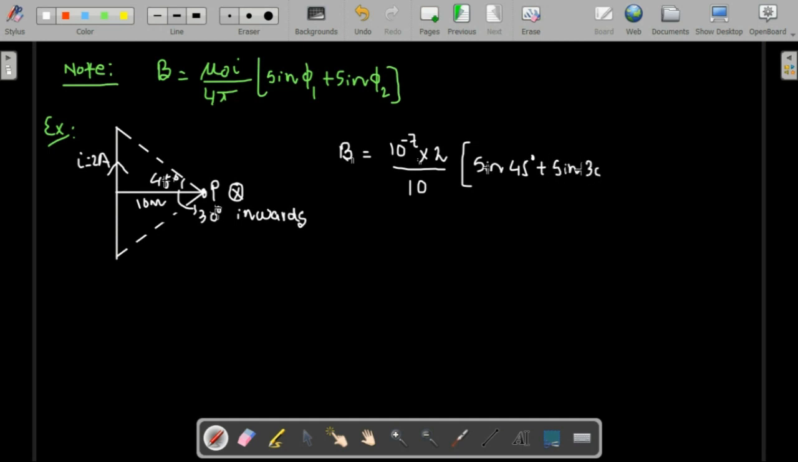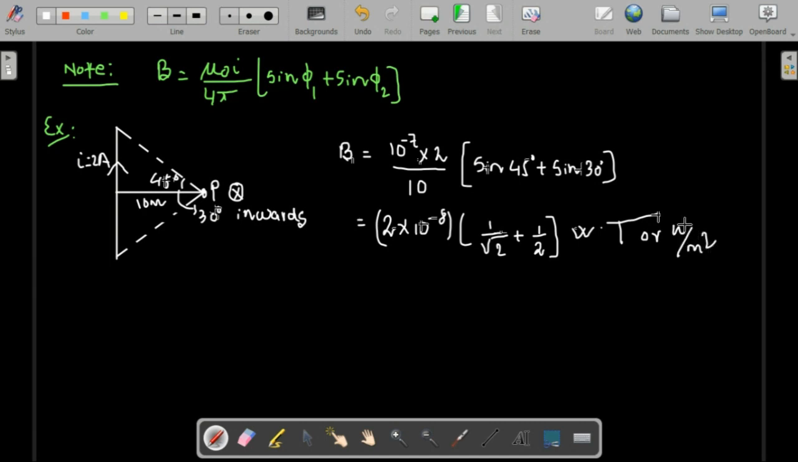So this was simple, right? If you do it, 10 to the power minus 7, so 10 will go up, 10 to the power minus 8. So this is 2 into 10 to the power minus 8 into 1 by root 2, and sine 30 is half. You can do your calculations and see what your answer is. Whatever the answer is can be written in terms of Tesla or Weber per meter square.